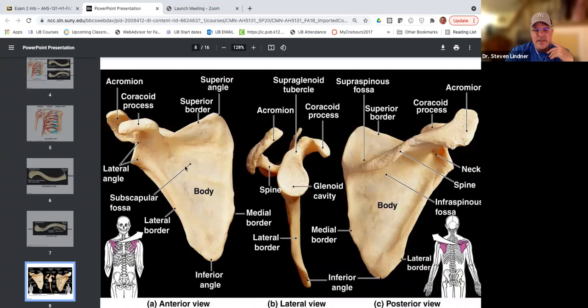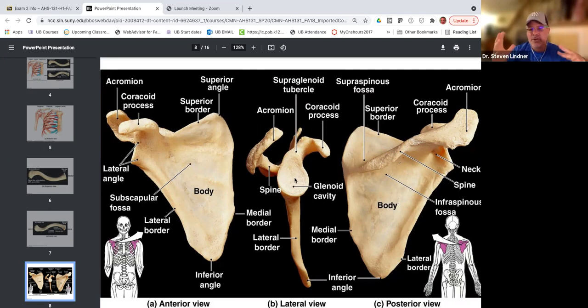If you see an indicator or a dot or an arrow on the anterior scapula, I'm trying to differentiate to make sure that you know that's the subscapular fossa. If we put one here, it's the infraspinous fossa. If we put one here, supraspinous fossa. And if I put one here, glenoid fossa.